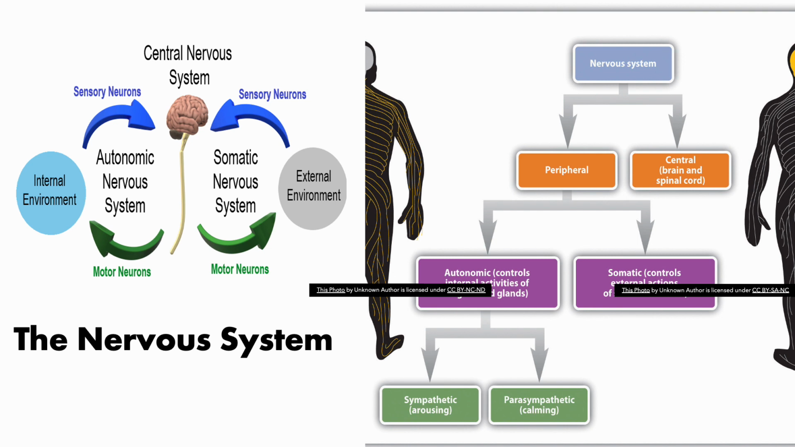The nervous system is split up into the central nervous system and the peripheral nervous system. The central nervous system is the spinal cord and the brain, and the peripheral nervous system is the autonomic nervous system and the somatic nervous system.